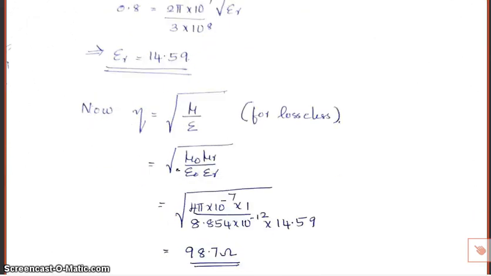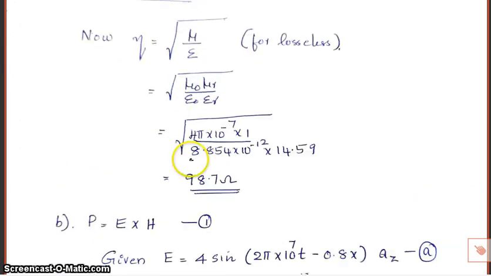Next, for a lossless medium, we have the intrinsic impedance eta as square root of mu by epsilon, that is, mu 0 mu r by epsilon 0 epsilon r. You know the values of mu 0, mu r and epsilon 0, and epsilon r here is 14.59. You substitute and find the value. You will get it as 98.7. That is your first section.